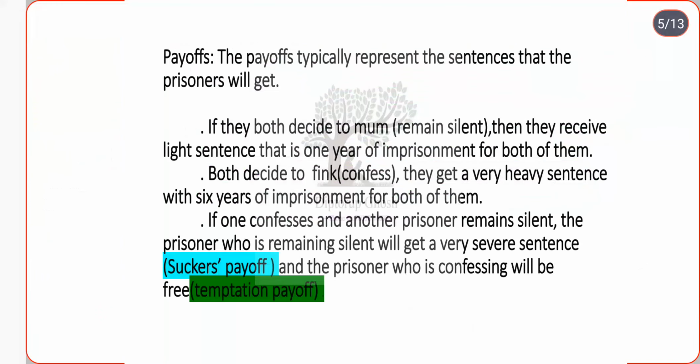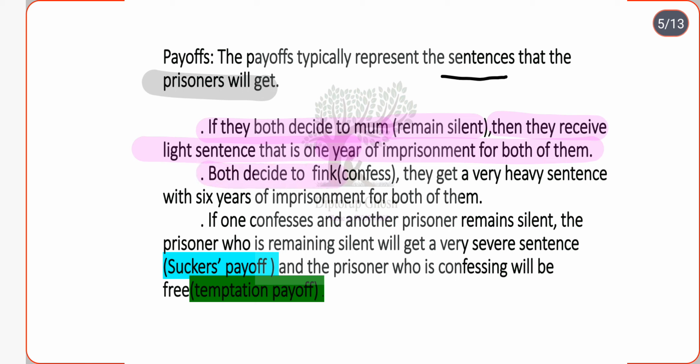Now, payoffs. What are the payoffs? Payoffs are basically the amount of sentences, that is, the amount of imprisonment that each of them will get for their decisions. The imprisonment that the prisoners will get for each of their decisions will be their payoff. Now, if they both decide to mum, that is, remain silent, then they receive a light sentence. That is 1 year of imprisonment for both of them.